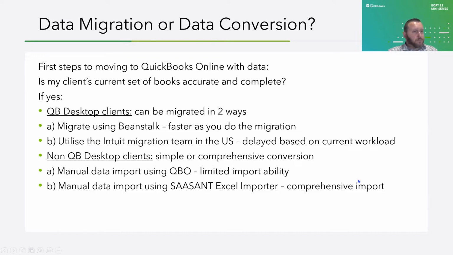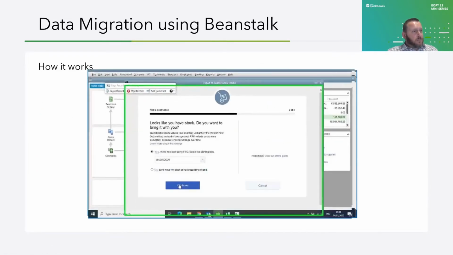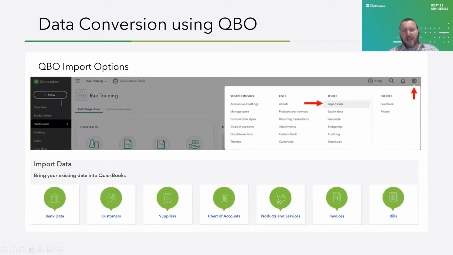I went backwards to you. There we go. If we're going to look at method A, where we are going to import data directly using QuickBooks Online, you are limited to what you can import, and effectively I've just shown you the method to navigate to your QuickBooks Online company for your client. Click on the settings gear in the top right corner and select under the tools option the import data option.